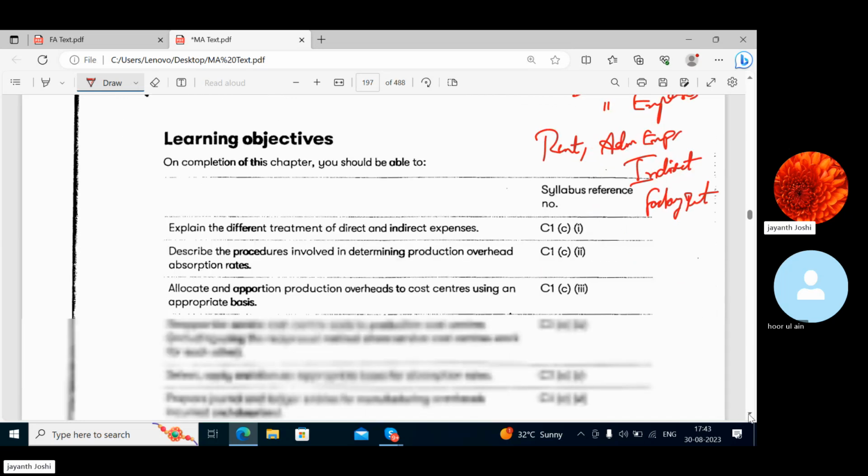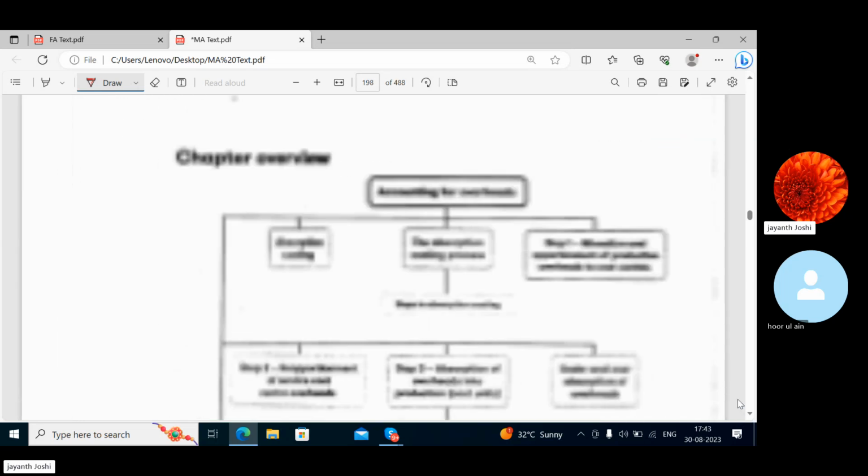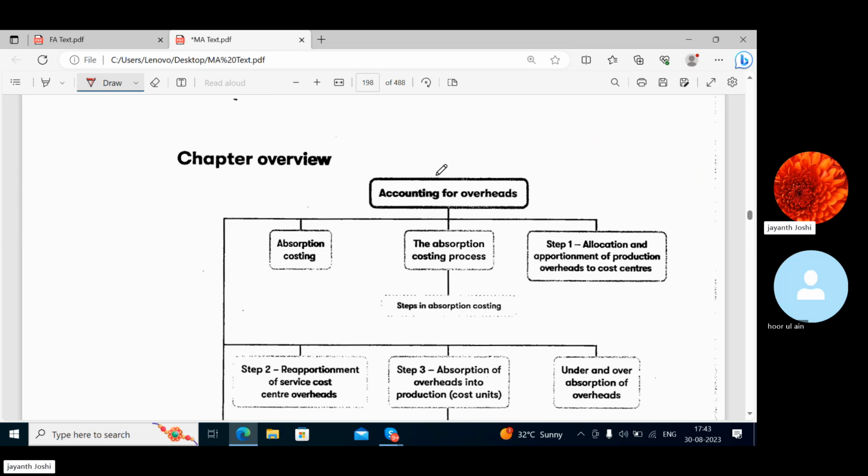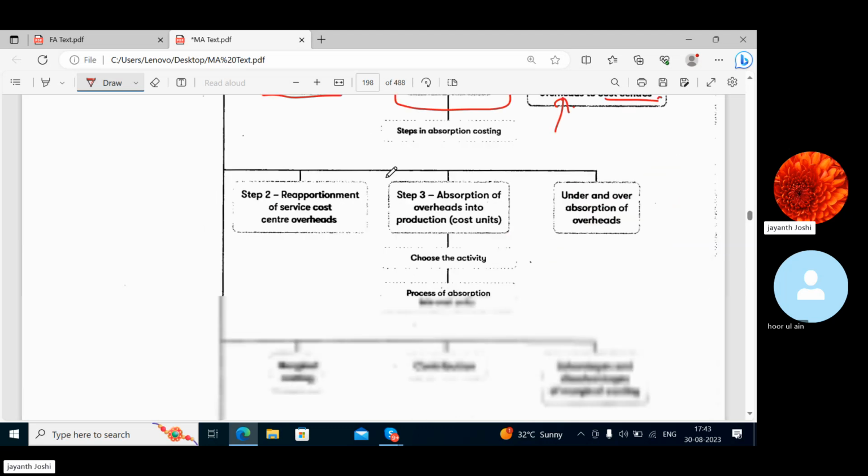Now, what are we going to learn in this chapter? Accounting for overheads. We are going to first learn what is absorption costing. We are going to learn the absorption costing process. We are going to learn what is called allocation, what is called apportionment of the overheads, to cost centers. And then we are going to see the reapportionment of service cost center overheads. So all these things I will be explaining how it goes.